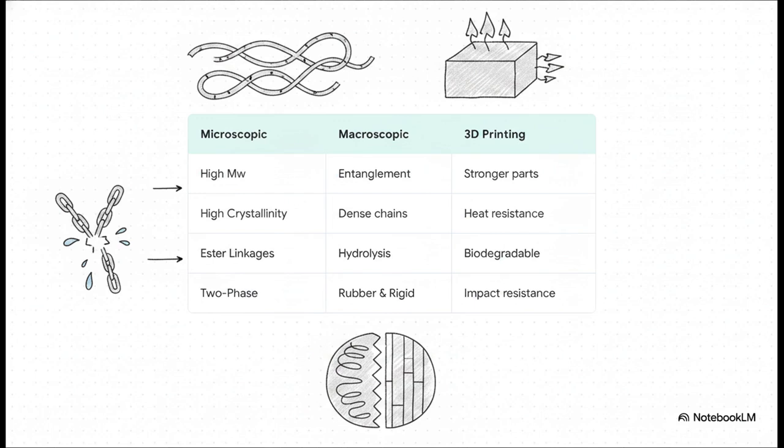High molecular weight means strength but tricky extrusion. Crystallinity brings the heat resistance. Ester linkages equal biodegradability, and two-phase structures give you that impact resistance. So next time you're holding a 3D printed object, ask yourself, what invisible molecular architecture is holding that reality together?